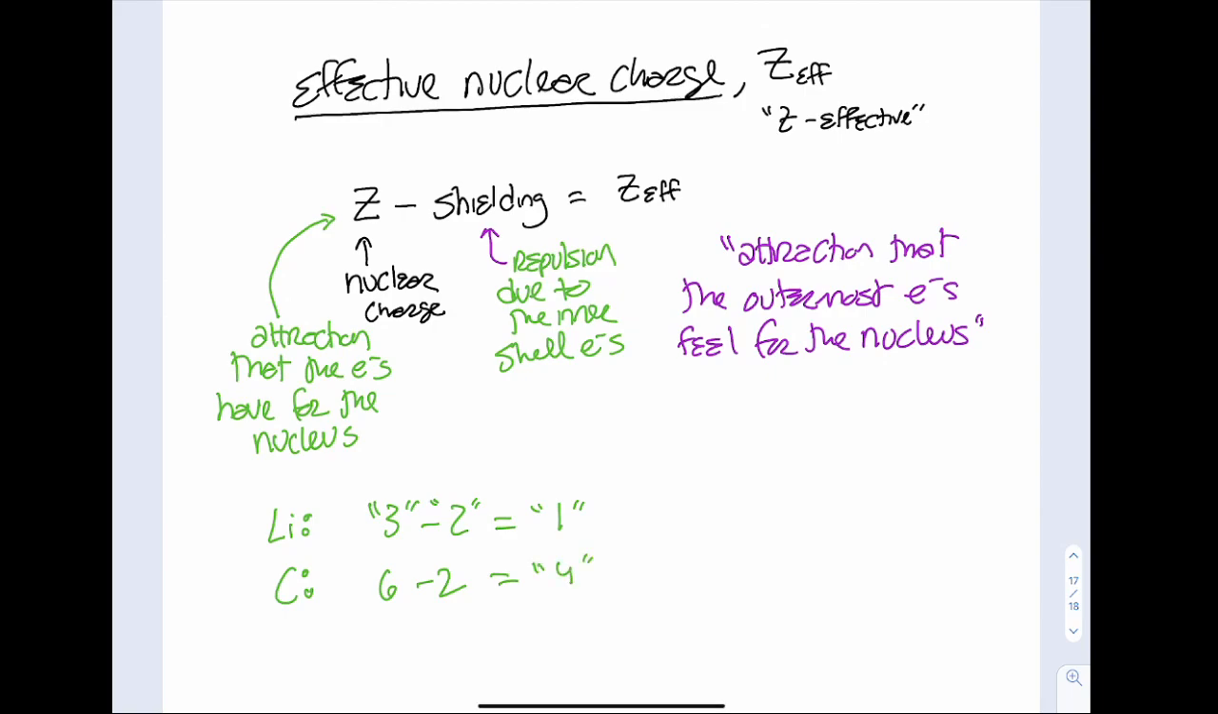And again, this is just relative. So what I'm saying is that the attraction between the electrons and carbon, because that's what my Z effective is telling me, is bigger than the attraction that the electrons in lithium have for the nucleus.